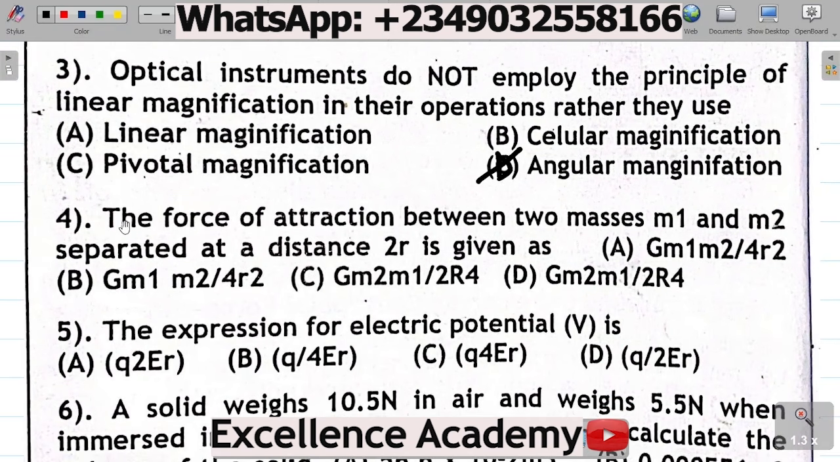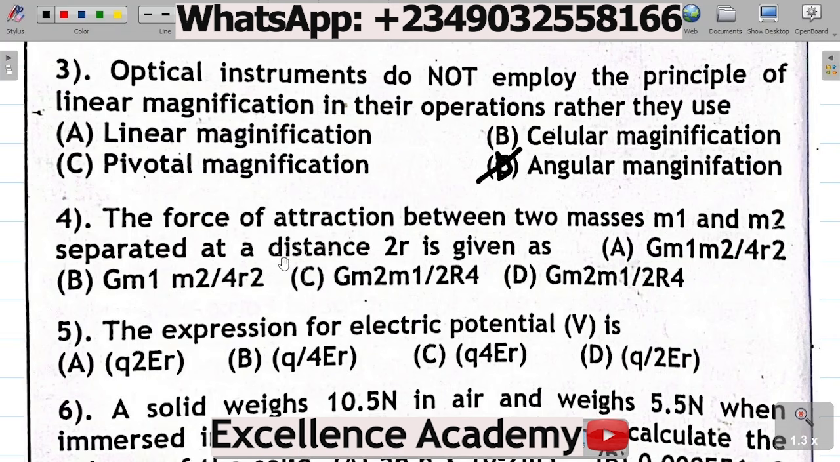Question number 4, it says the force of attraction between two masses M1 and M2 separated at a distance 2r is given as, and you have option A, option B, option C, and option D. So how do you solve this question here?